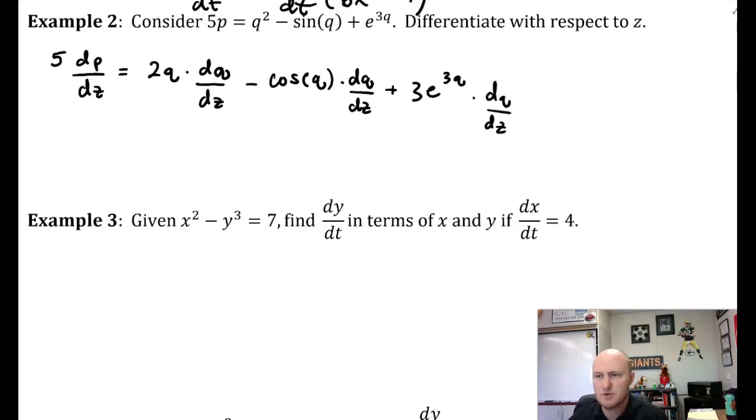That's differentiating with respect to a variable that's not present. Anytime you're differentiating with respect to a different variable, you have to multiply times the derivative of that variable with respect to whatever it is you are differentiating.